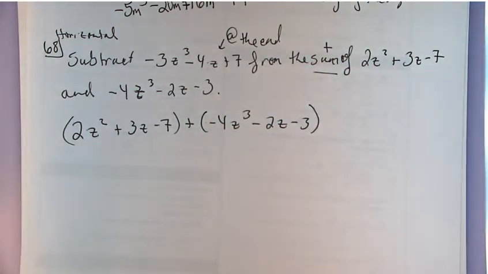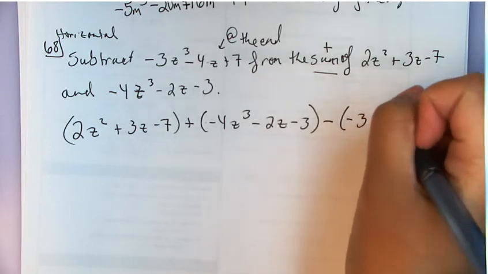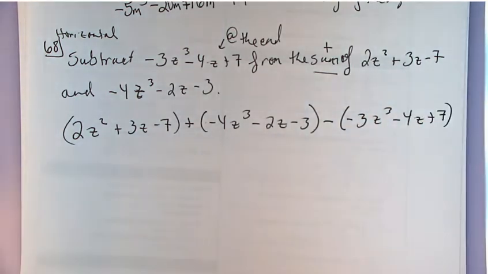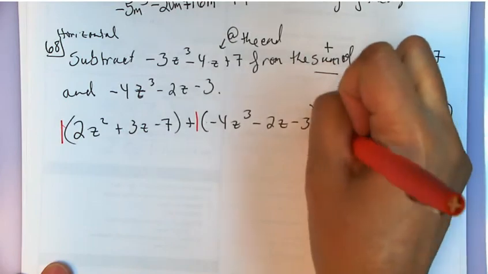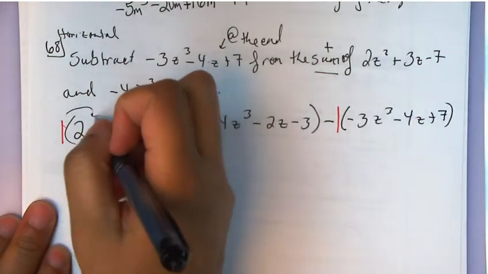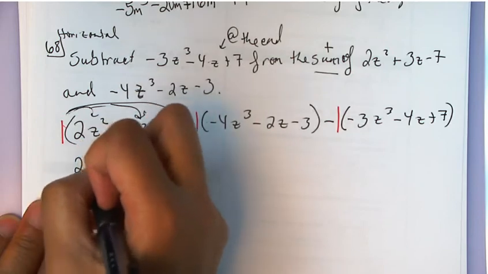We're going to sum that up first and then subtract the negative 3z cubed minus 4z plus 7. Again, pay attention to the numbers in front of our parentheses so we can simplify. So we've got a 1 here, 1 there, and a negative 1 there. And we're going to distribute that 1. When I distribute the 1 in the first one, what happens to our parentheses? Exactly, absolutely nothing. So I end up with 2z squared plus 3z minus 7.